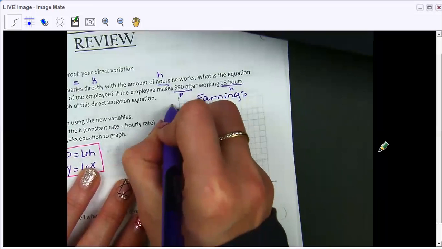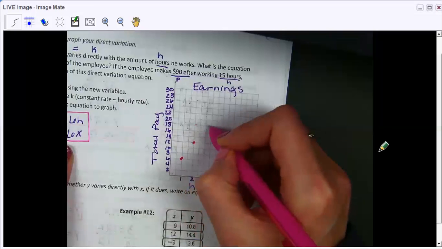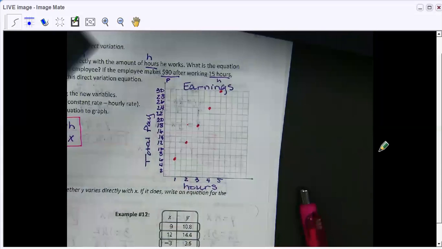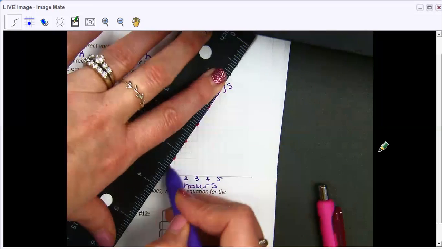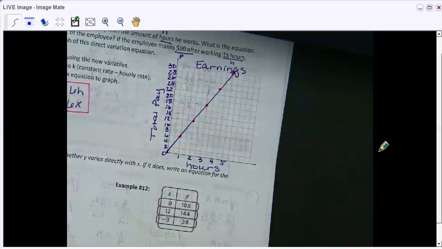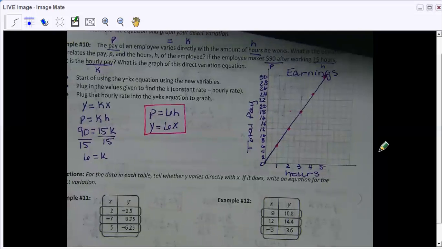Okay, and now I'm going to graph my equation. So how am I going to graph my equation? Rise 6, because my slope is 6, and run 1. So I'm going to go up 6 over 1, up 6 over 1. There you go. I didn't even need to create a table for that. I could have if I wanted to, but I didn't have to. Okay. And it started at 0 because if you work 0 hours, you get 0 pay. But if you work 900 hours, then you get 5,400. That's correct.